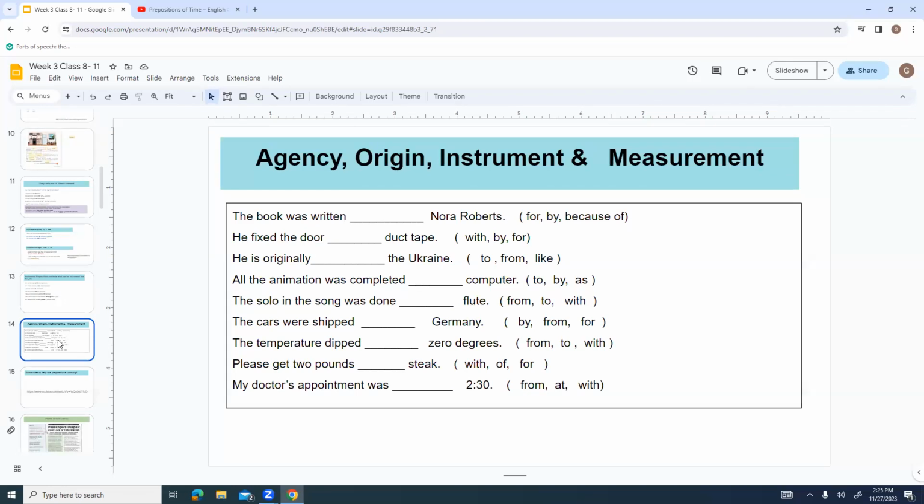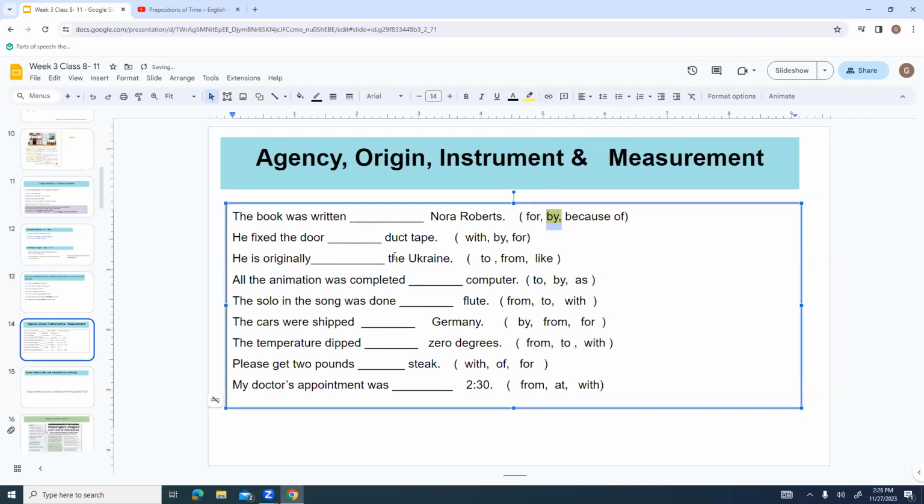Oh, this one is one where we kind of practice using prepositions of agency, origin, instrument, or measurement. The book was written blank Nora Roberts, for, by, or because of. Okay, so by is the typical one we would do there.